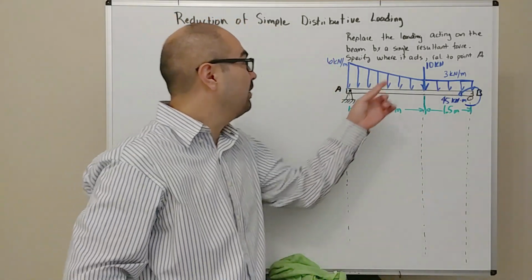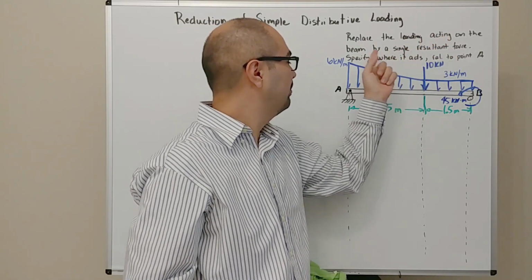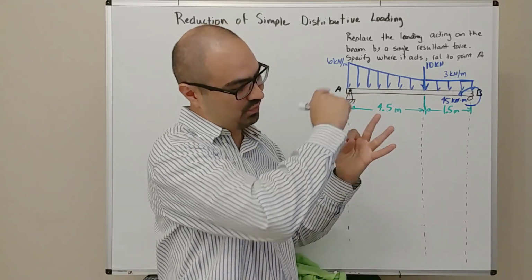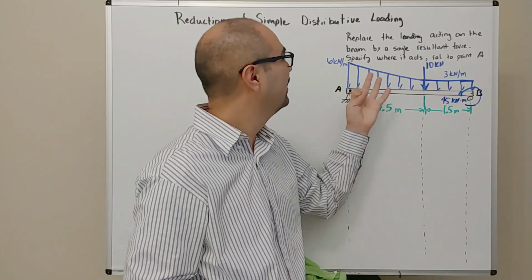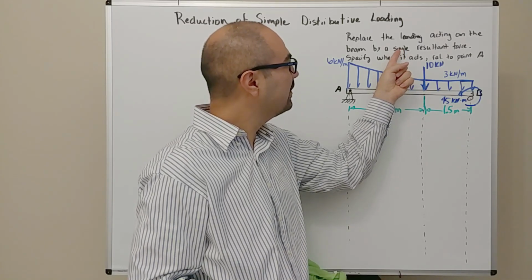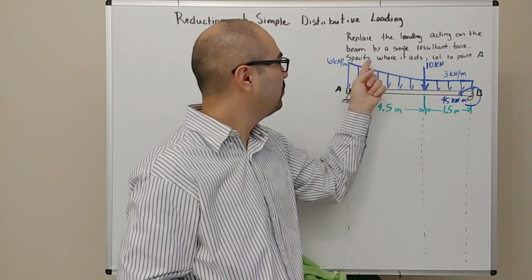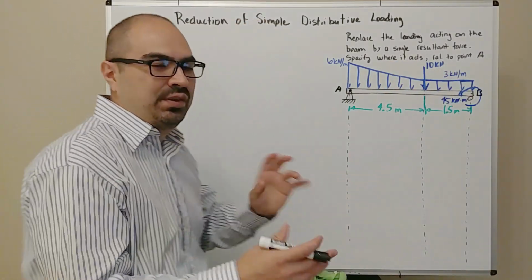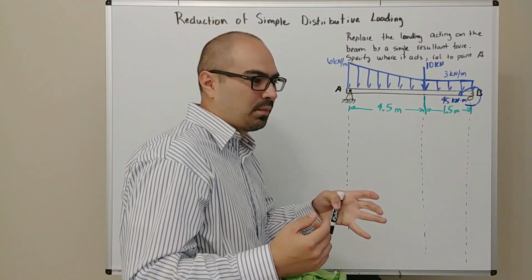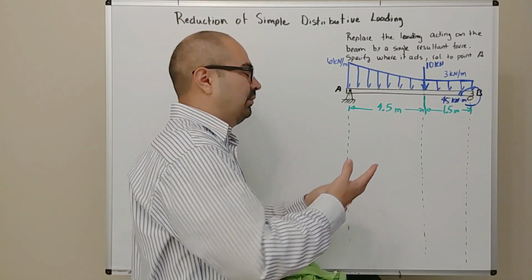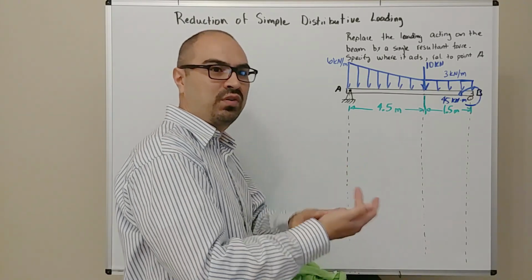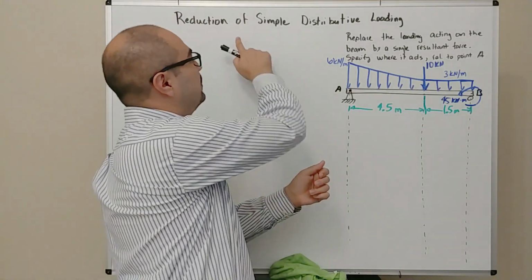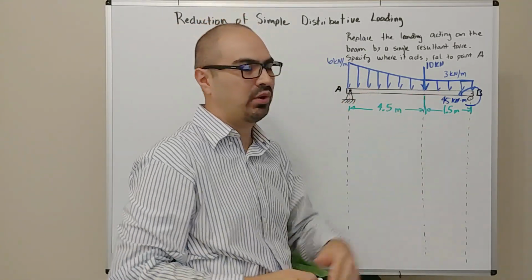Our job for today is going to be to replace the loading acting on the beam, right? So the distributed load, the point load, and the couple moment, all the three types of loading that we know how to deal with by now. We want to replace all of those with a single resultant force, and we also want to specify where that resultant acts relative to point O. So this is a combination problem. We have to do the simplification and then the further simplification of force and couple system, while also having to reduce the simple distributed loading into point loads.